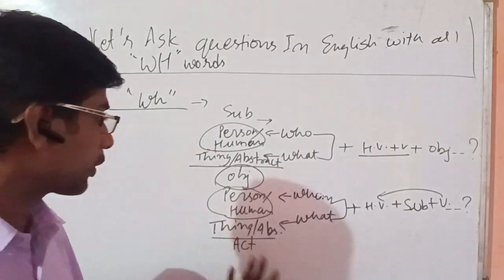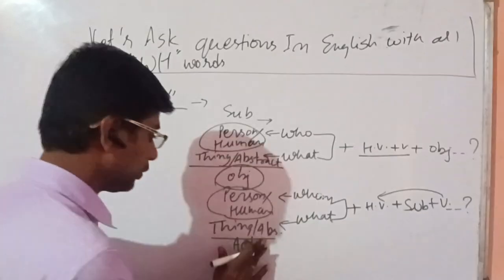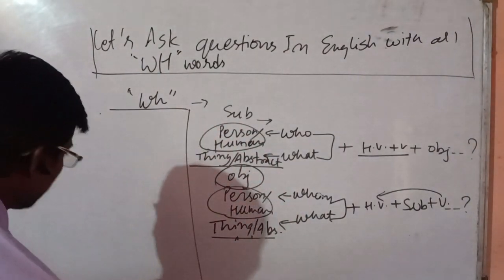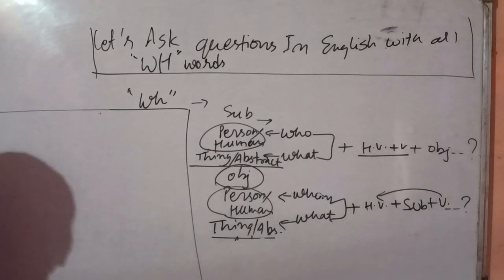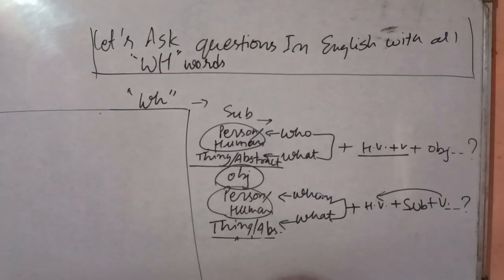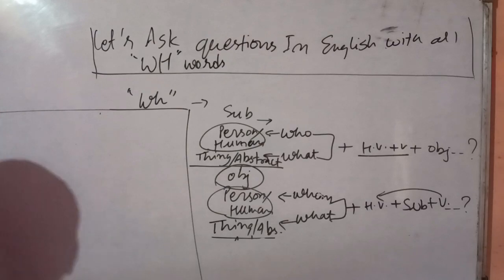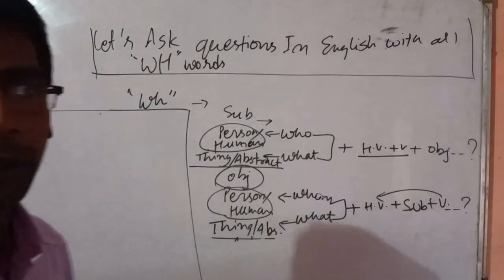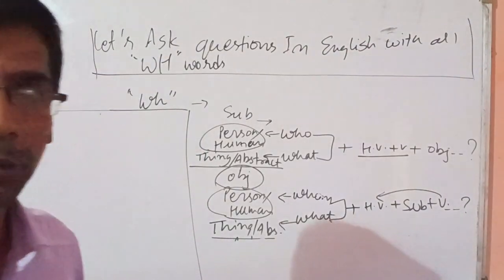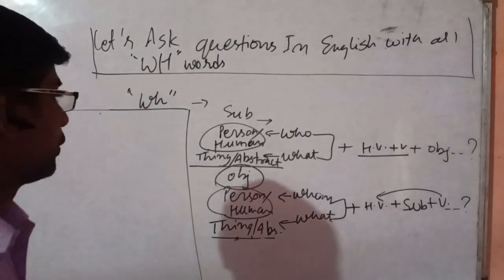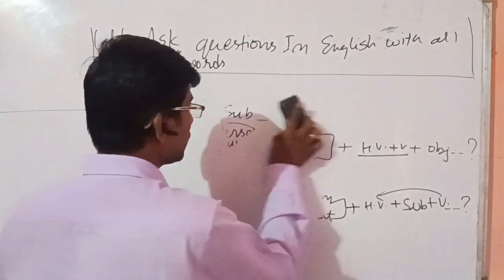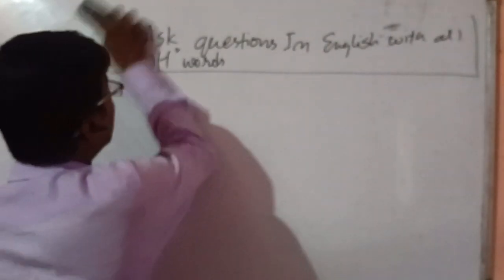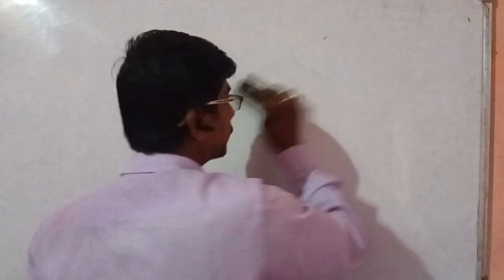Now we come to the third one, that is action. We need more space, so let's have this space. I don't think we have enough space. Please take the screenshot, as soon as possible. If you have taken the screenshot, now let's learn how to ask questions on actions.